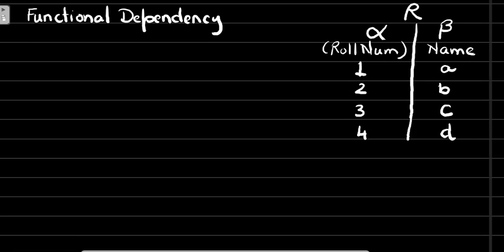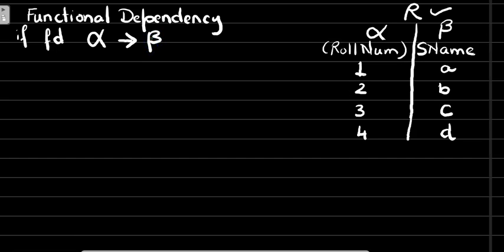In this lecture, we will discuss functional dependencies. We consider a relation R where there are two attributes, alpha and beta. Let's assume that alpha represents the roll number of a student and beta represents the student name. So if we have a functional dependency, which is written as alpha determines beta.